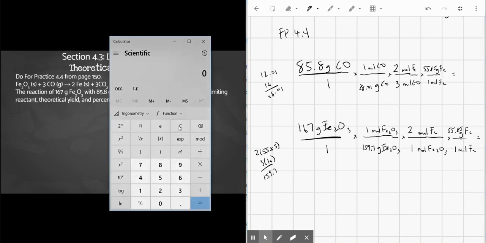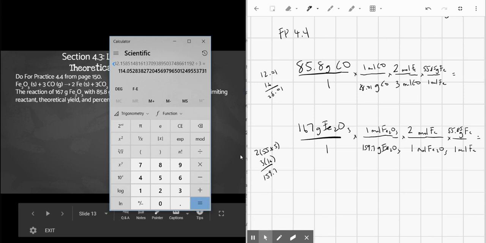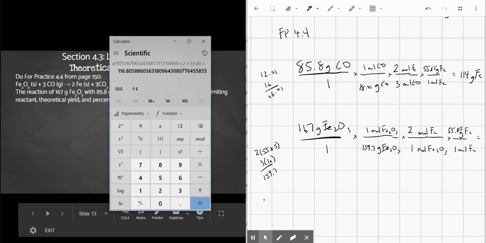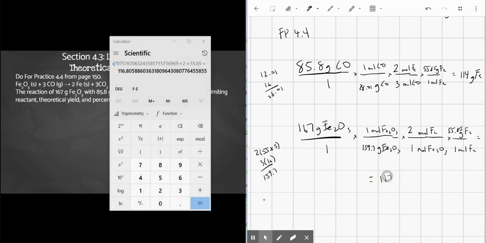All right. So we are going to take my mass of carbon monoxide, 85.8. We're going to multiply it by 2. We're going to multiply it by 55.85. I'm going to hit equals, and we're dividing that by 28.01 equals, and divide by 3 equals. Okay, so up here I get 114. I'm just going to round it there because we had 3 sig figs, grams of iron. And down here I get 167 divided by 159.7 equals, and then we have to do the times 2 and times 55.85 equals, oh, that is close. This one is 117 if I round it to 3 sig figs, grams.